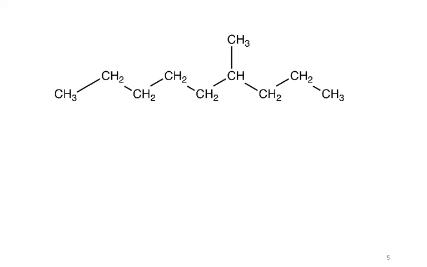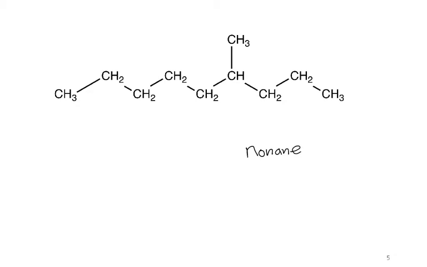All right, so let's look at some examples. So the first thing we need to do is determine the longest chain. And so in this case, I think I have 1, 2, 3, 4, 5, 6, 7, 8, 9. Now, we might want to check, sometimes this looks like the branch, but we want to make sure that I can't make it longer. But in this case, I can just go 1, 2, 3, 4, 5, 6, 7. So this is my longest chain, and it was 9. So that's going to be nonane as the base name.